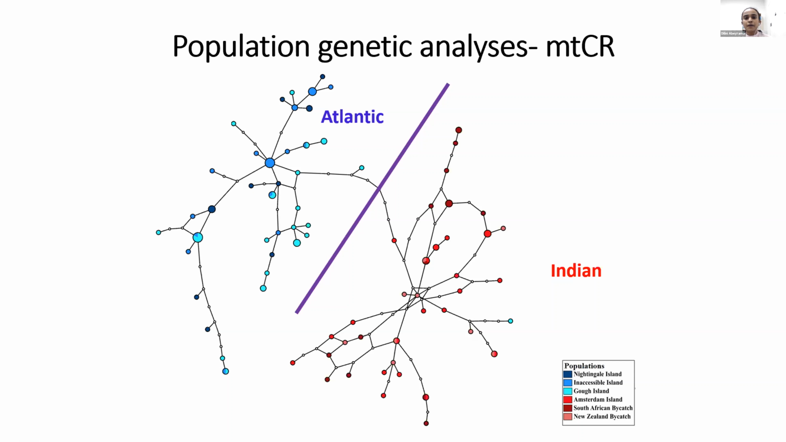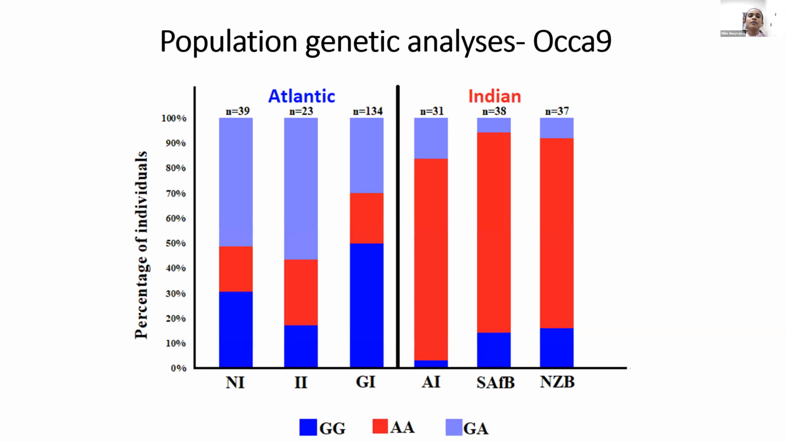And when we look at the genotypes of this individual for the nuclear markers, we found that this individual has genotypes that correspond to the Atlantic species. And using the mitochondrial control region, we couldn't see any differentiation within the species. And then we analyzed our samples for single nucleotide polymorphic sites within the OCA9 nuclear region.